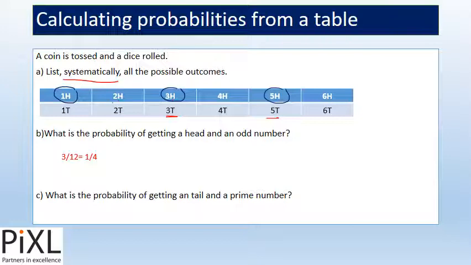What's the probability of getting a tail and a prime number? If you remember from the last one, we said that our prime numbers are 2, 3, and 5, and so on, but we don't need to go above 5. So we're looking for ones with a tail and a prime number. So we have 2T, 3T, and 5T. So again, 3 out of 12 or a quarter.